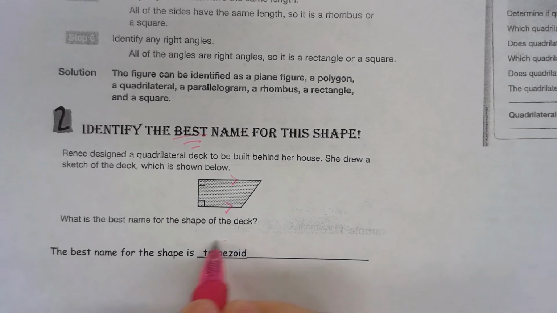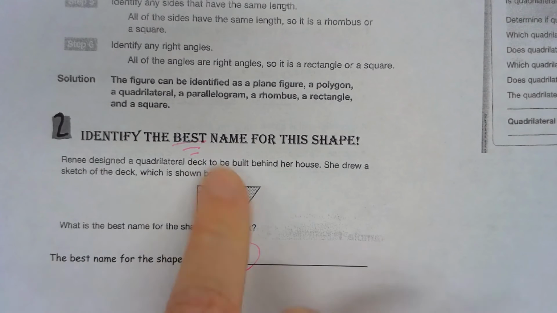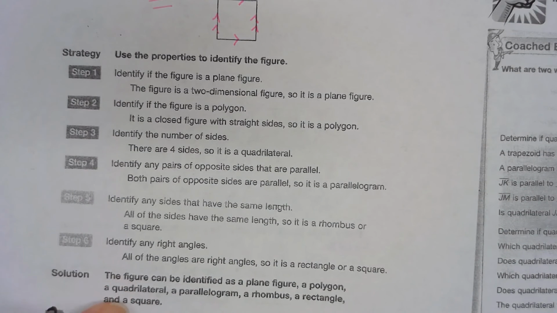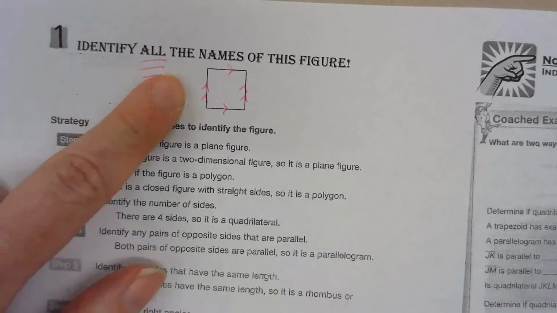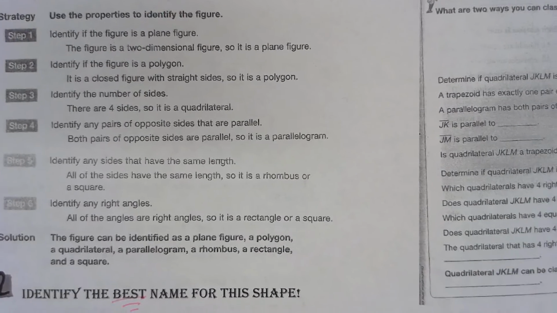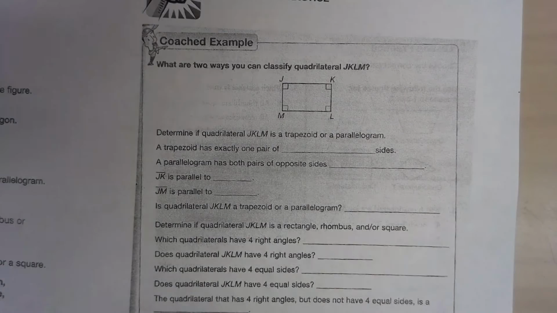This one only has one name because the question asked me for the best name to give the shape. Number 1 has lots of answers because it said all the names to give the shape. You'll want to notice that so that you'll be ready for the practice that we will do.